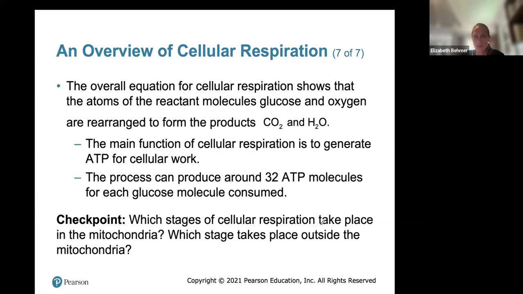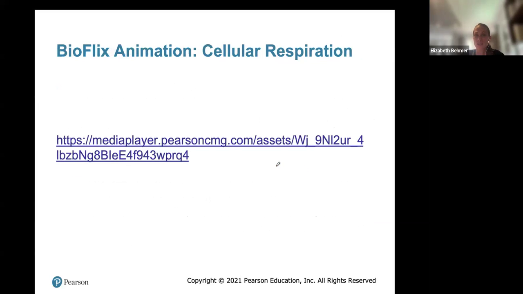So the overall equation for cellular respiration shows that the atoms of the reactant molecules glucose and oxygen are rearranged to form the products CO2 and H2O, and the main function of cellular respiration is to generate ATP to do cellular work, and this process can produce around 32 ATP molecules for each glucose molecule consumed.